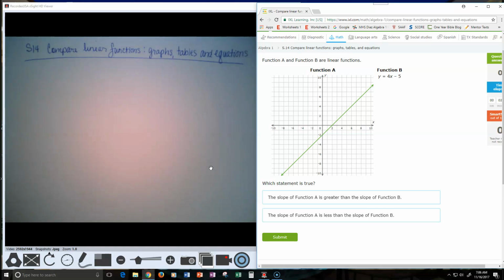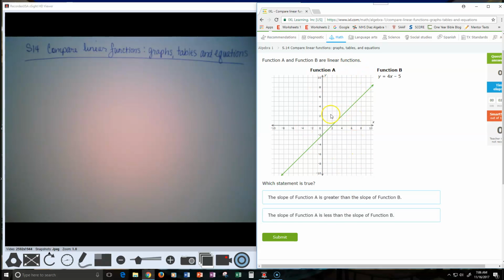All right, let's look at S14, where we're going to compare linear functions when they're presented in the forms of graph, tables, and equations. So we have function A here and B, and we know this is a function because it passes our vertical line test, where every x has one and only one y. So it asks us which statement is true: the slope of function A is greater than the slope of function B, or the slope of function A is less than the slope of function B.